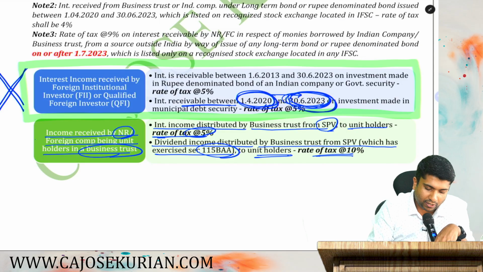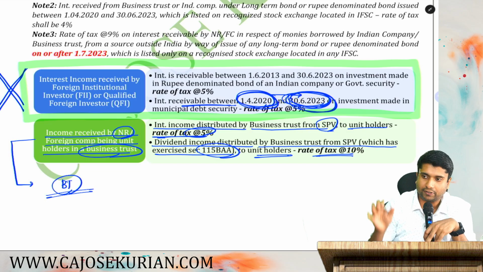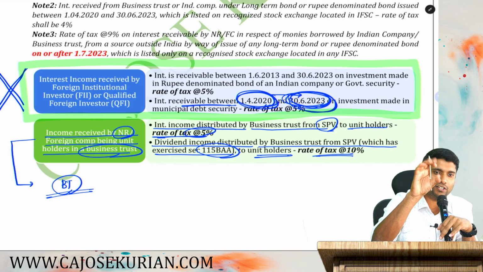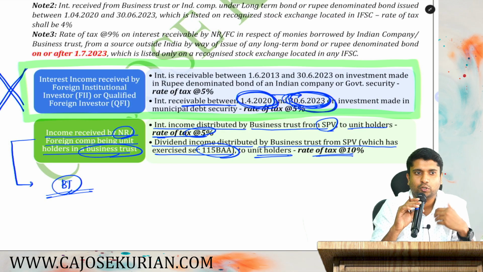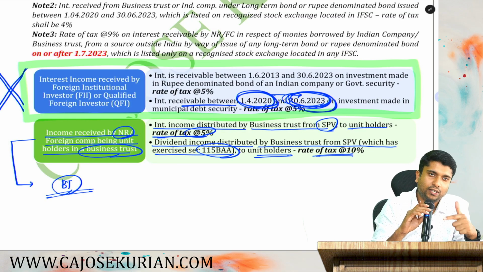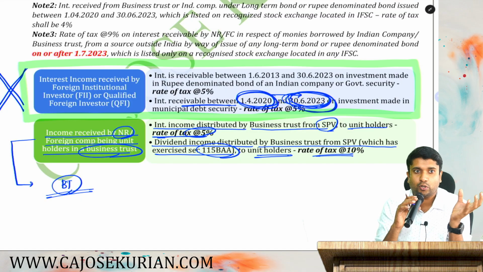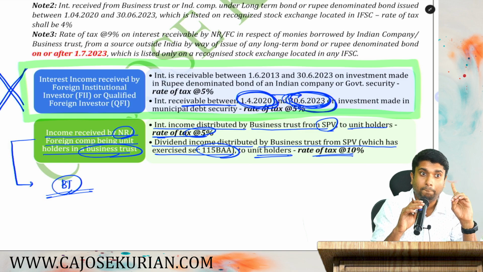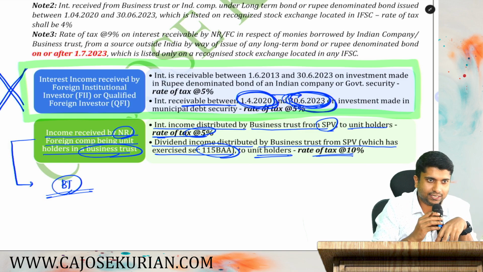This green table you have to study, but in which chapter will we cover this? Business trust. Assessment of business trust, we will cover that particular green table. For the time being, you don't have to worry about that particular green chart. Why? Because you should know what is business trust, what is special purpose vehicle, what is distributed income concept, etc. That we will cover in BT, assessment of business trust. Are you all with me?